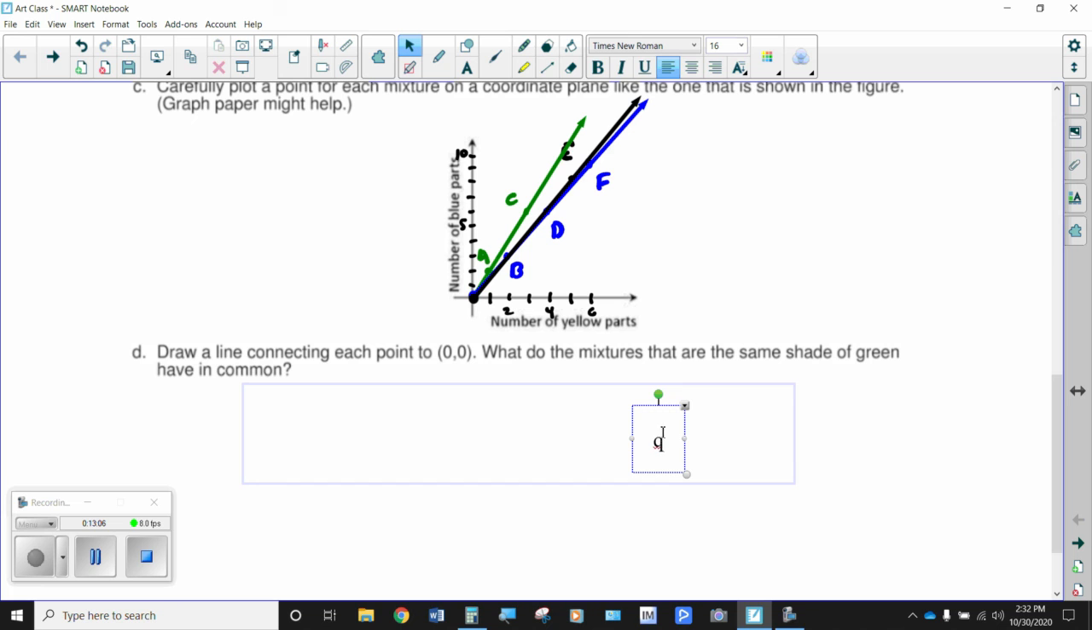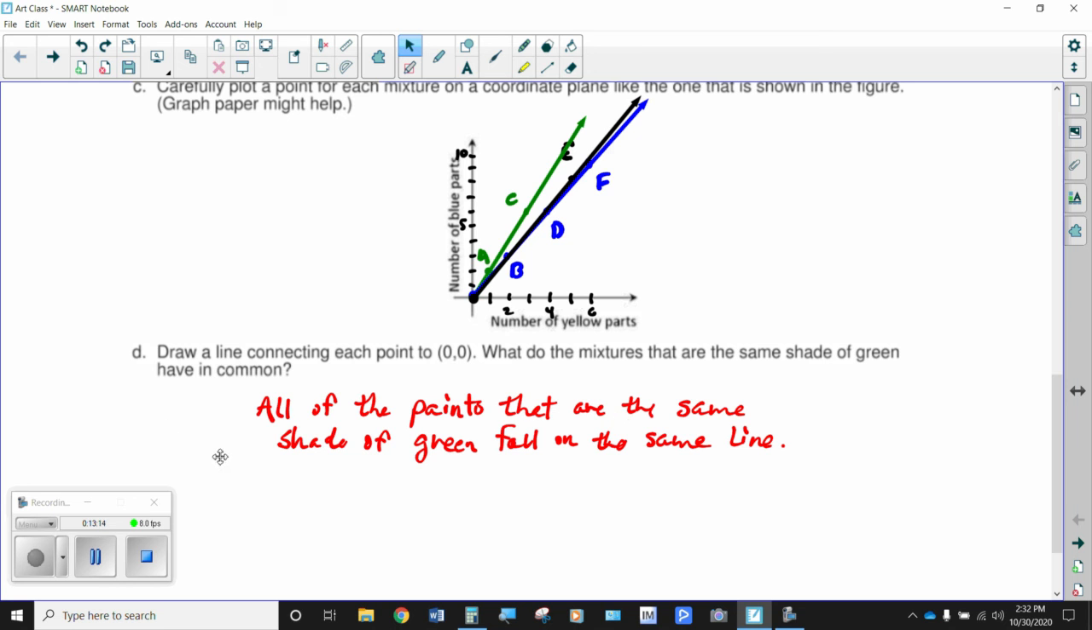All of those points. Stop it. Why? Don't do that to me. There we go. All the paints that are the same shade of green fall on the same line.